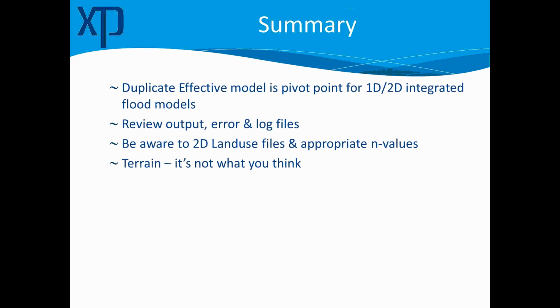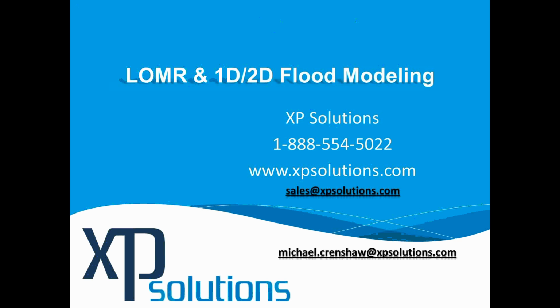I've got a lot of questions I want to get to, so in summary, again, the duplicate effective model is a pivot point, and it's kind of tongue-in-cheek a little bit here, our dummy model, but we're going to begin from that point, because we've used that duplicate effective model to mimic the FS profile. And then from that, we're going to build our full-on 1D, 2D model. Review the output, error log files, make sure you're paying attention to the GIS files that you import, and the terrain is not necessarily what you think.